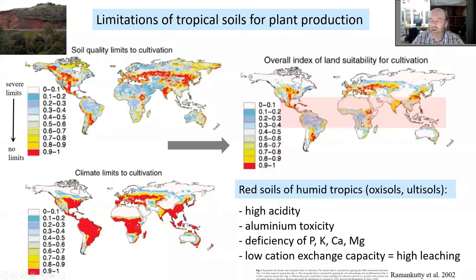And it's mostly because of the dominance of oxisols and ultisols, where they have high acidity, aluminium toxicity, and they are fairly deficient in basic nutrients. And also these nutrients, when supplied, leach from the soils fairly quickly.